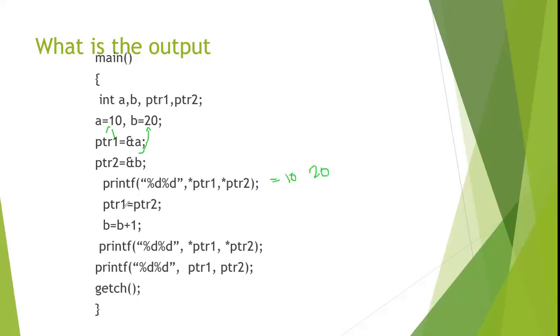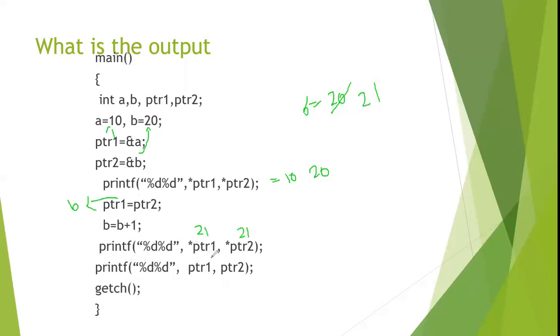Then I say P1 is equal to P2. So P1 is also going to point to whom? P1 is also going to point to what P2 points to, so PTR will also be pointing to B, right? Then I say B is equal to B plus 1. So initially the value of B was 20, and then I make it 21, right? Then printf asterisk P1 and asterisk P2. In this case, the output will be 21 and 21, correct?